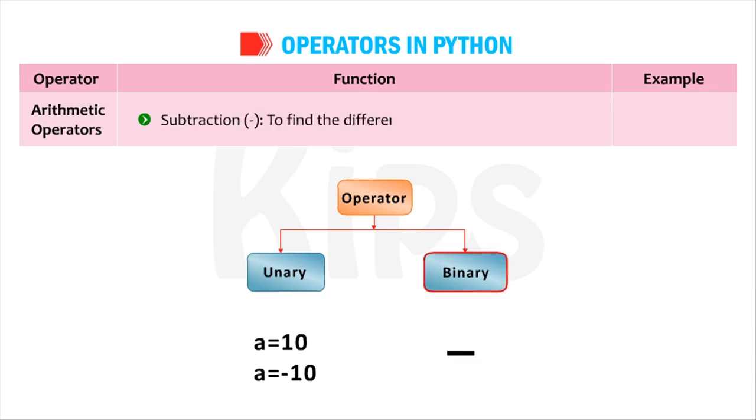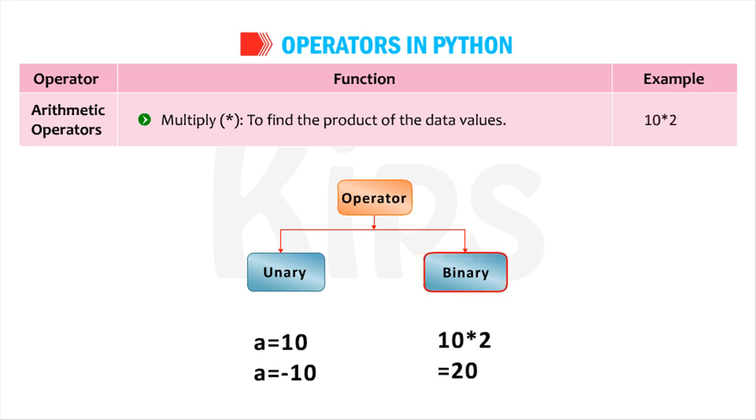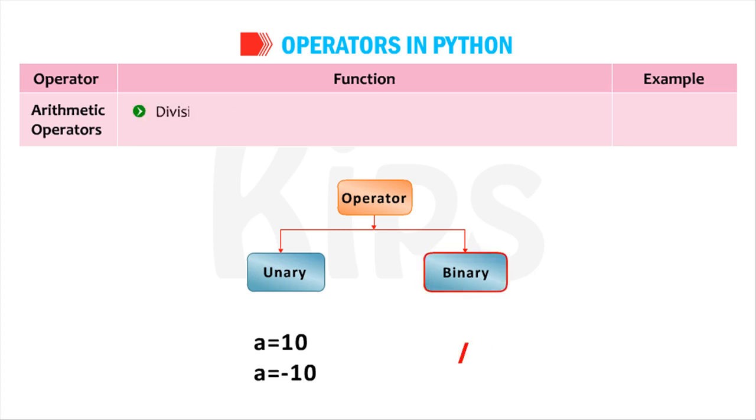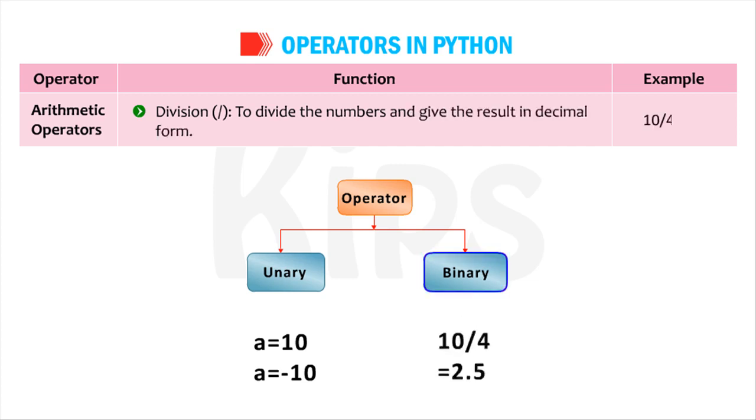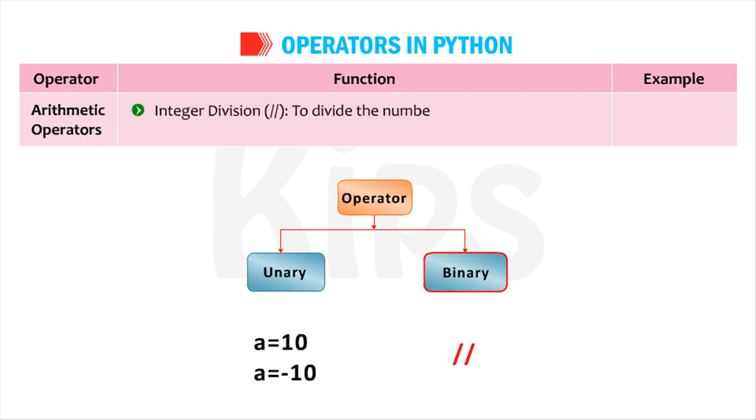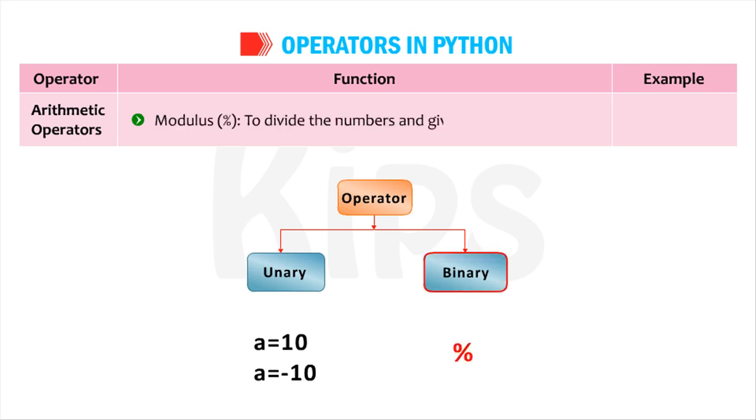Subtraction, to find the difference of the data values: 100 minus 30 equals 70. Multiply, to find the product of the data values: 10 into 2 equals 20. Division, to divide the numbers and give the result in decimal form: 10 divided by 4 equals 2.5. Integer division, to divide the numbers and give the result in integer form: 10 double slash 4 equals 2. Modulus, percentage sign, to divide the numbers and give the remainder: 10 percent 3 equals 1.